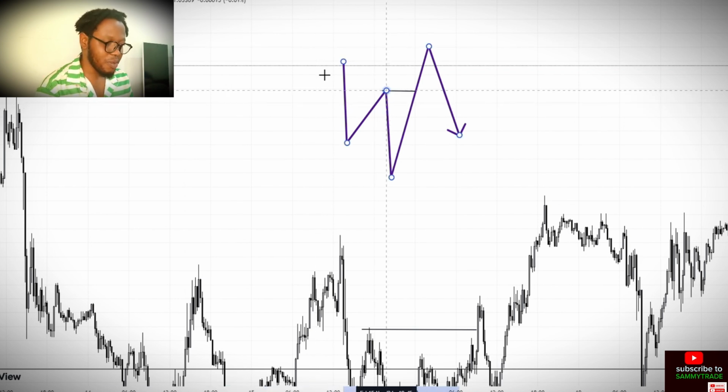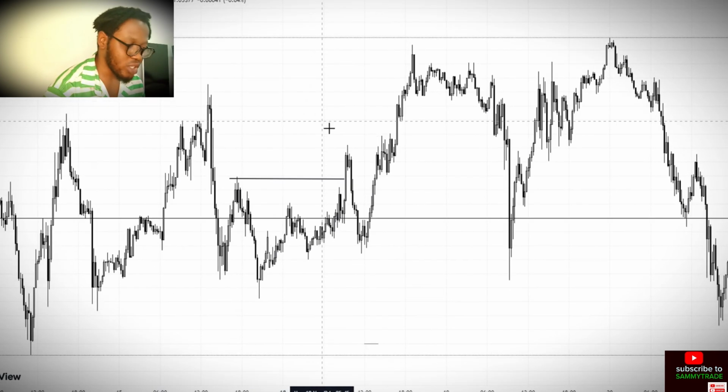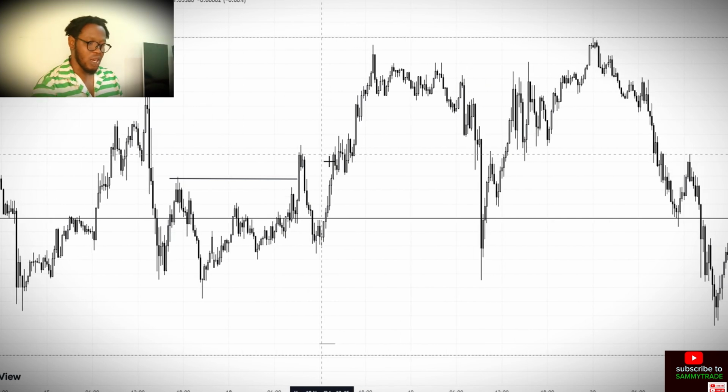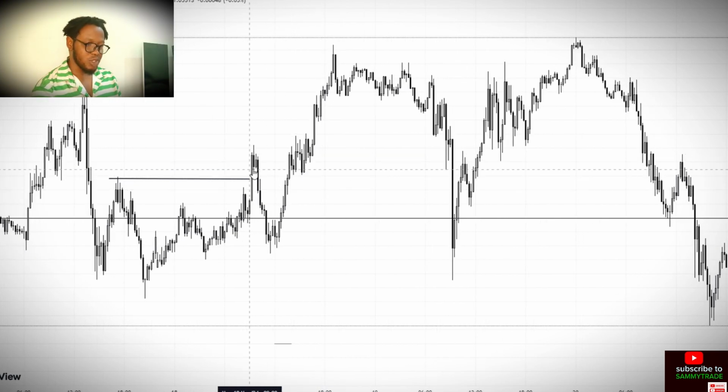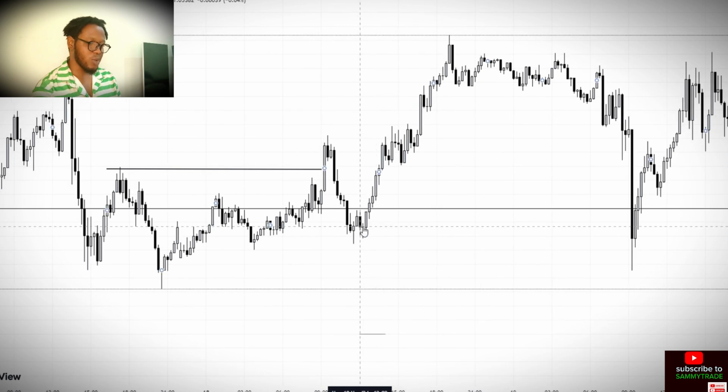All right, so let's go down to the chart. Let's continue what we are analyzing. All right, so at this point I saw the change of character and I was waiting for a pullback. After this change of character happened, I was waiting for a pullback, which I had at this point.